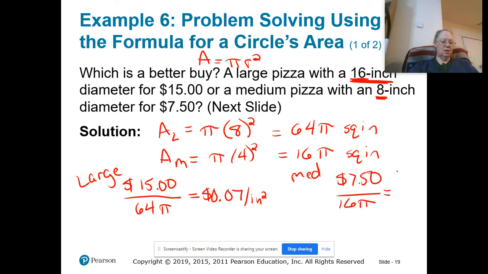And let's do the medium, divided by 16. And again, use the pi button. Oh, gosh. That's pretty expensive. That would be, remember to round correctly. That's going to give us 0.149, which would round to 15 cents per square inch.